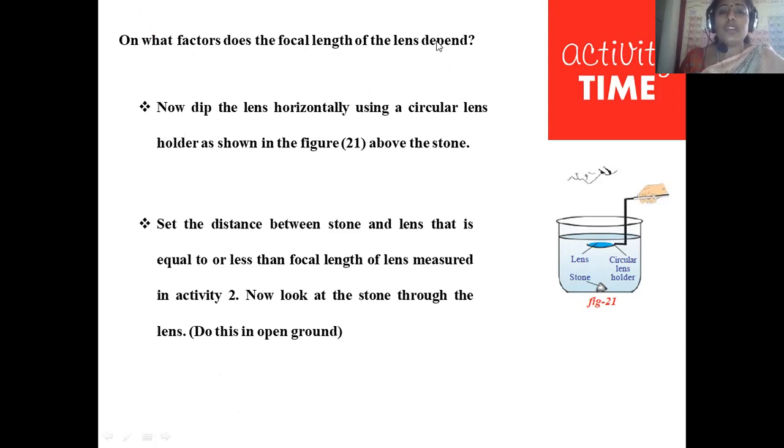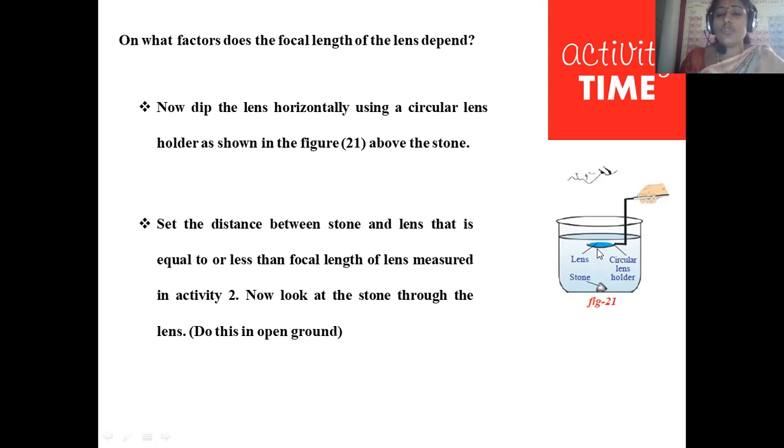On what factors does the focal length of the lens depend? So this is the experimental setup we made. Now, what are the factors which are going to influence the focal length of the given lens? Now, dip the lens horizontally into the circular lens holder. So here the lens holder is there in order to put that lens and immerse the lens into the water, right? So horizontally it is kept into the water as shown in figure 21.